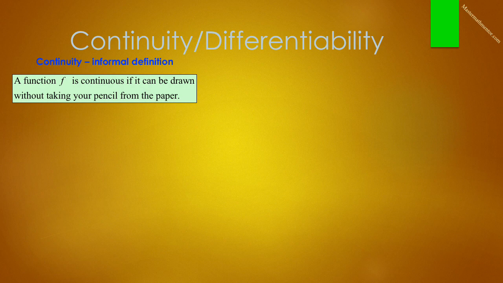For instance, we know the function f of x equals x squared graphs a parabola, and we know the parabola is continuous. But can we really draw it in its entirety without taking our pencil from the paper? Try it. So we need a definition of continuity that is better than the one given above. So we will now use the following definition for continuity of a function.